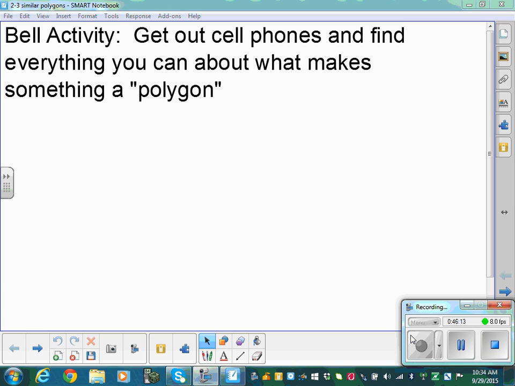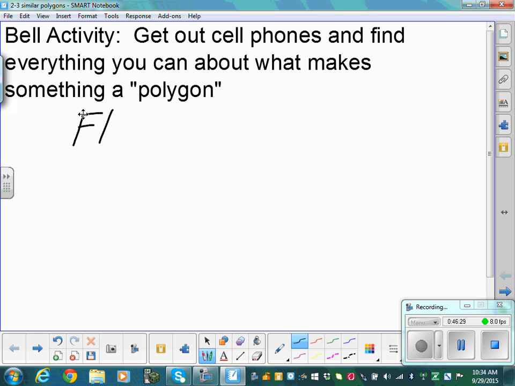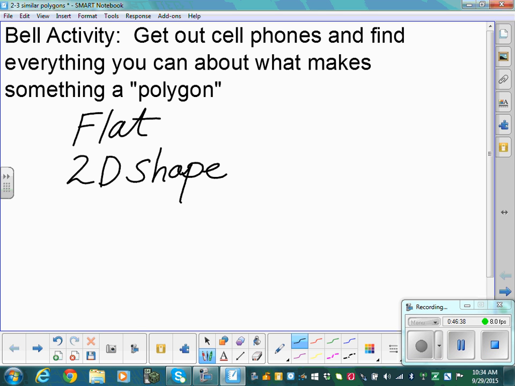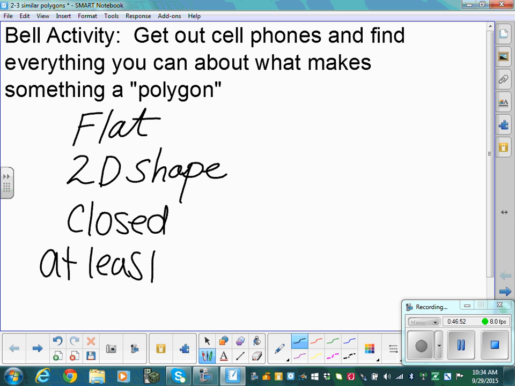Okay. So what I was going to have you do for your ball activity was just look on your phones to see what makes something considered a polygon. So polygons are a couple things. They're flat surfaces. They're also 2D shapes, so not three-dimensional. We don't get into three-dimensional until we start doing three-dimensional math and calculus. Also, what makes something a polygon is that it's closed all the way, so that it's not open. There are closed edges, and there are at least 3 sides. So a circle is not considered a polygon.